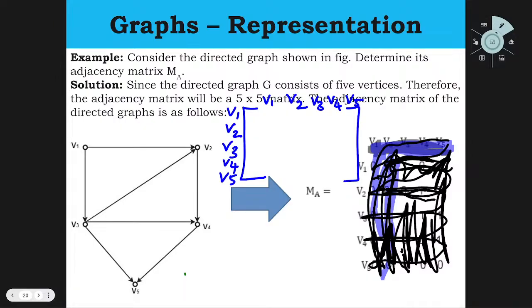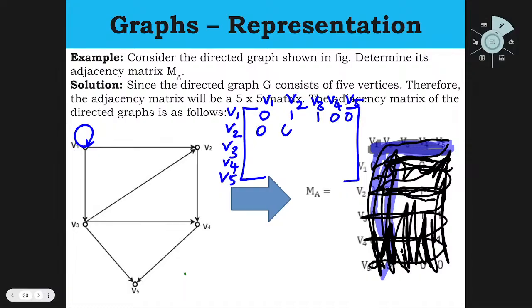Now just see here, there is no path from V1 to V1. If there were a path like this, then we would take it as 1. There is no path. So V1 to V1 there is no path, so it is 0. Clear? Next, from V1 to V2, is there a path? Yes, so it is 1. V1 to V3, is there a path? Next V1 to V4, is there a path? No. What about V5? There is no path. Now what about V2 to V1? 0, because it's a directed graph. There is no path from V2 to V1.